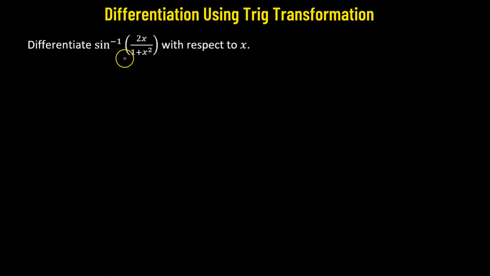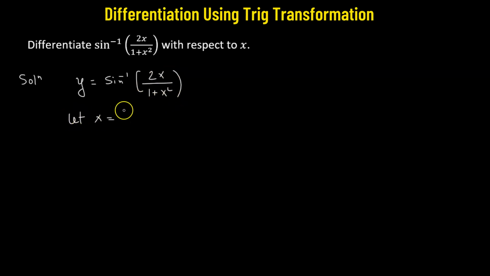So we have to differentiate sine inverse of 2x over 1 plus x squared with respect to x. So let's begin by supposing y to be equal to sine inverse of 2x divided by 1 plus x squared. Here we're going to make a trigonometric substitution. We will consider x to be equal to tangent of theta. The x equals tangent of theta is going to give us, for 2x over 1 plus x squared, 2 times tangent of theta divided by 1 plus tangent squared theta.